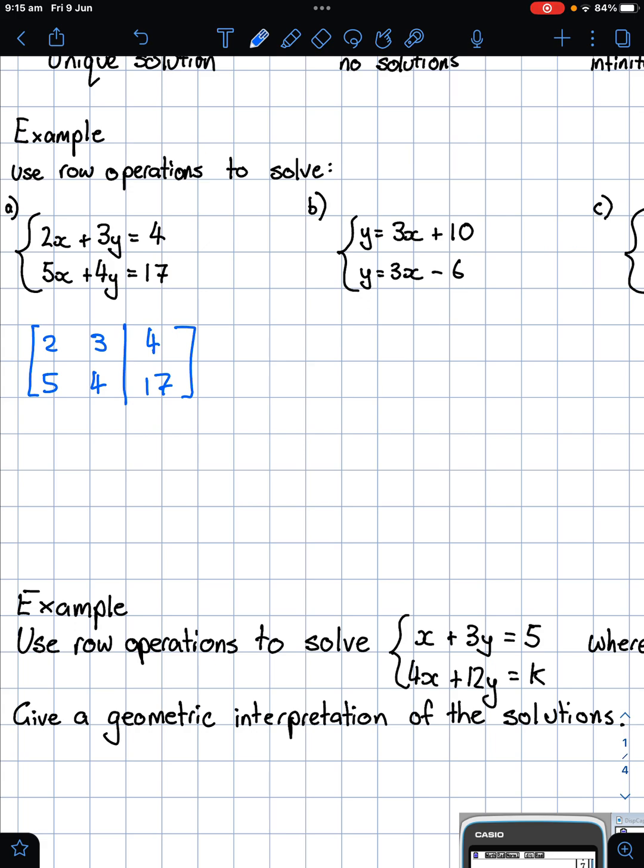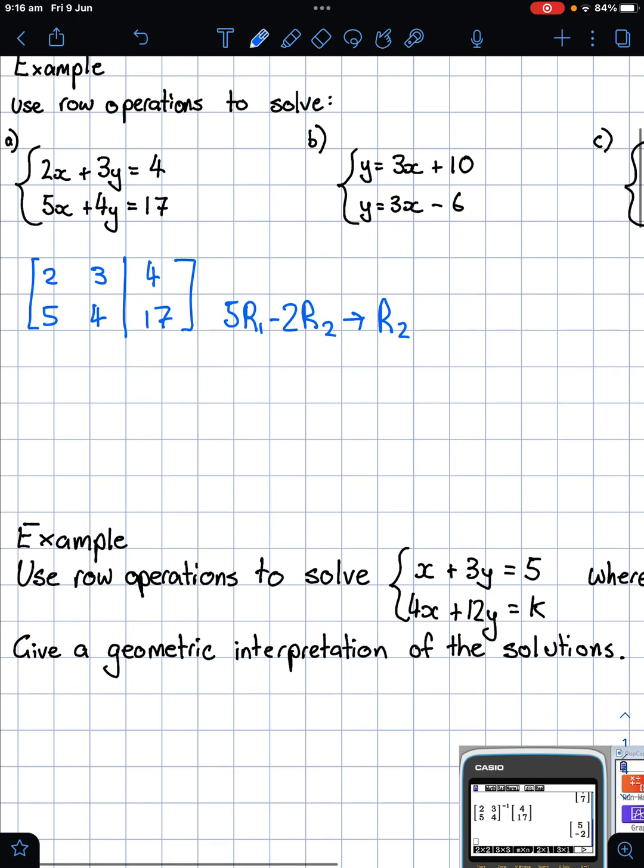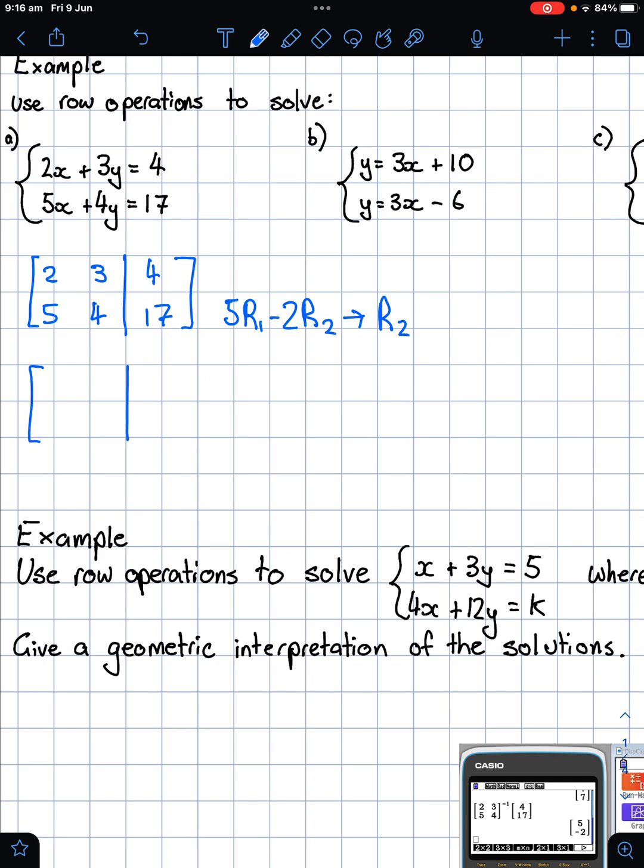And what it means is we can actually do a row operation here. In this particular one, if I'm looking at the example because I want to keep it lined up with that, in the textbook what they've done is they've gone, well, let's times row 1 by 5 minus 2 row 2, and this will give us, this will become row 2. That might not make sense yet, but what this means is this is going to become row 2 down here.